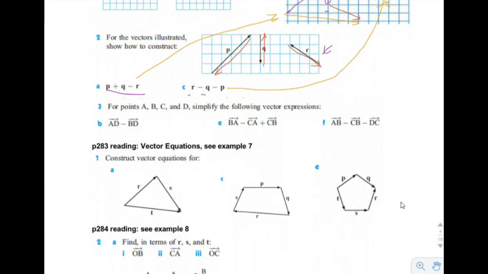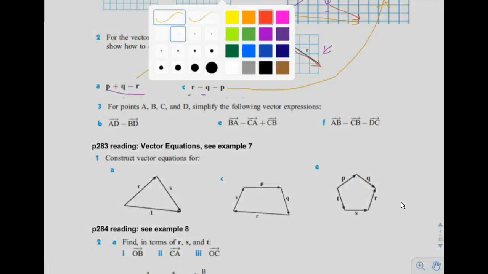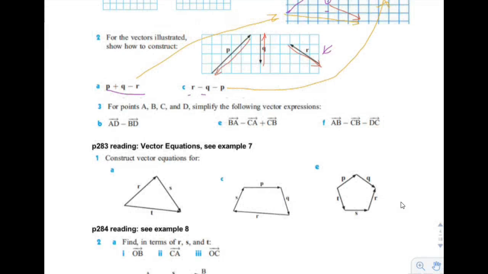3. For points A, B, C, D, simplify the following vector expressions. AD minus BD. Okay, here you're just going to do a trick. Remember that the negative vector is just the opposite direction. So you can just switch. Instead of minus BD, you could do plus DB. And instead of minus CA, it could be plus AC. And instead of minus CB, it could be plus BC. And instead of minus DC, it could be plus CD. Now you can see if you can simplify these.